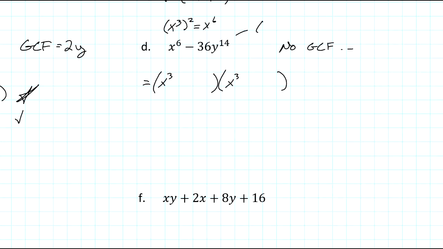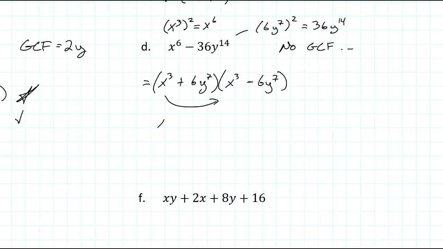Also, 6y to the 7th squared would be 36y to the 14th. So that's also a perfect square. So I might want to do a plus and a minus of a 6y to the 7th. And I think that's going to work. That should give us what we want.